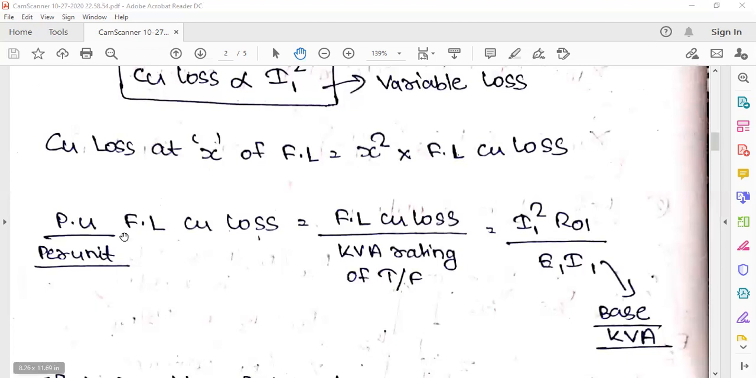So per unit full load copper loss is equal to full load copper loss by kVA rating of the transformer. That is, we are making it into kVA. So full load copper loss is I1 square R01, R01 because it is referred to the primary, by E1 I1. That is, E1 I1 is the base kVA. That is what I just explained. So actual value by base kVA will give you the full load copper loss in per unit.